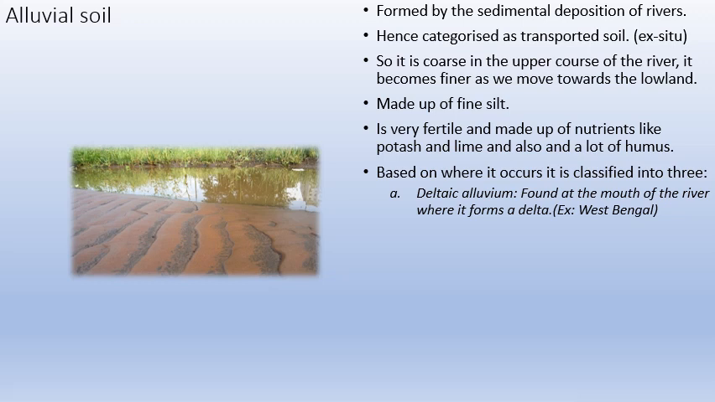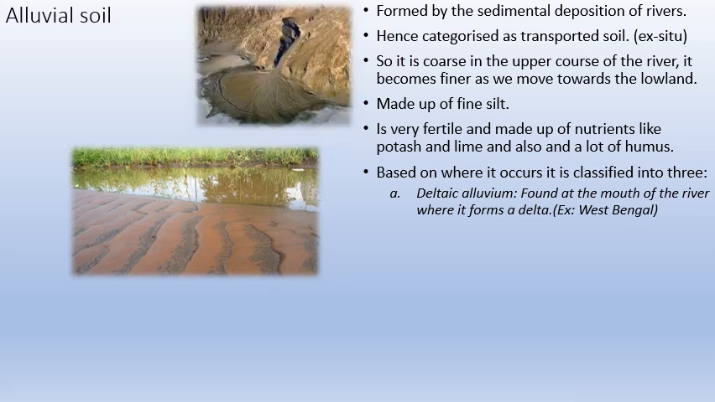One is deltaic alluvium or deltaic alluvial soil. It is found in the mouth of a river. Mouth is the ending part of a river. So where a river ends, you get a delta. When a river ends in the ocean, meets the ocean, you have a delta. So if you find alluvial soil in a delta, like in West Bengal, an example, just like how you see in the picture, deltaic alluvium.